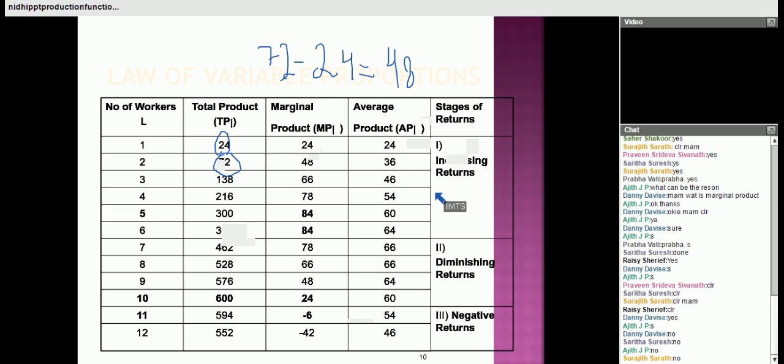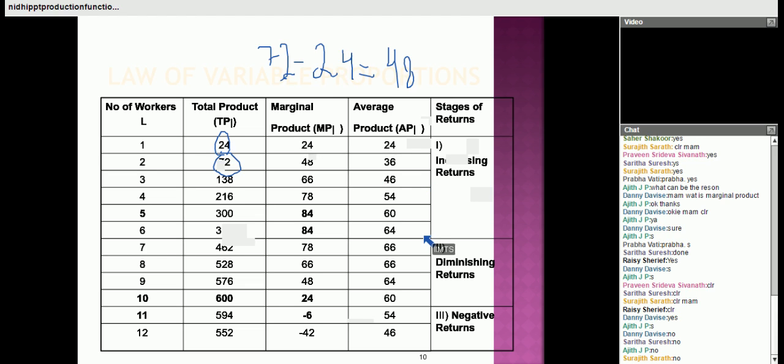And marginal product is the most important indicator because marginal productivity shows the productivity of the individual labor. We have to pay wages to the labor. So is it advisable to pay that wage to the labor? Is he contributing to the total production? That we come to know with the help of the marginal product. So marginal product is a very important indicator in this whole chart.